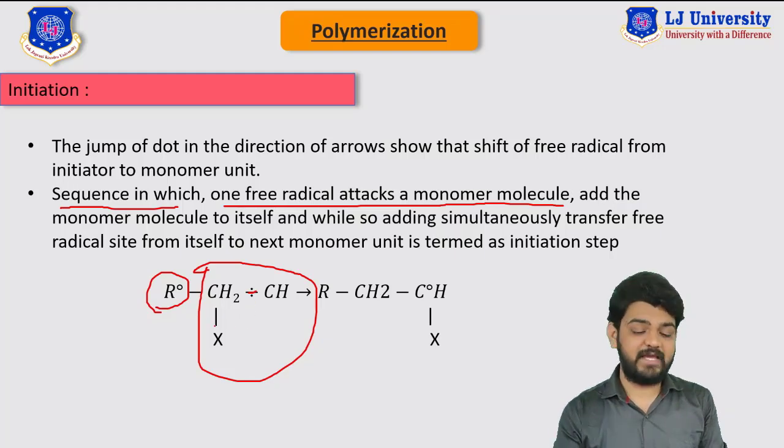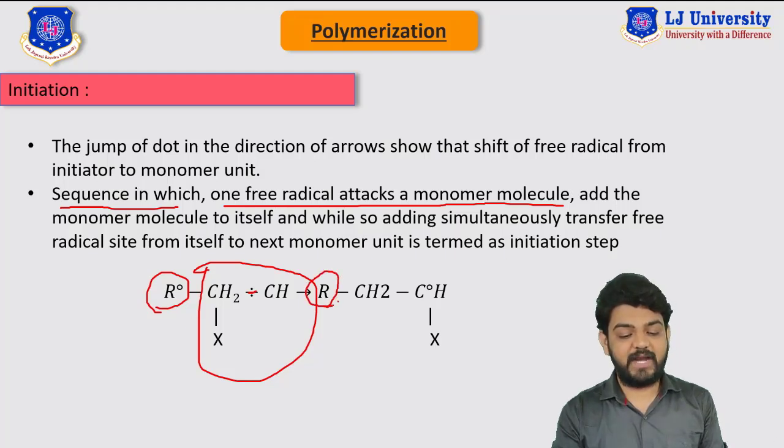So when we supply heat, this free radical will now link with this particular monomer. As you can see, this free radical has now made this bond. And you can see the shift of the electron as well. This electron was here, but after the reaction, it is shifted to this last carbon atom. So we can say this is the sequence in which one free radical attacks the monomer molecule. So now here it is attacked.